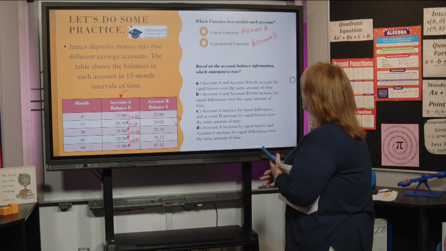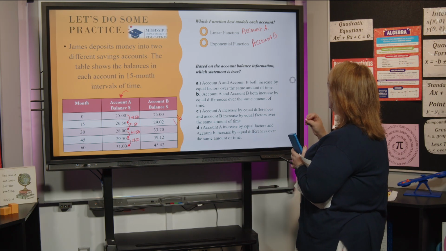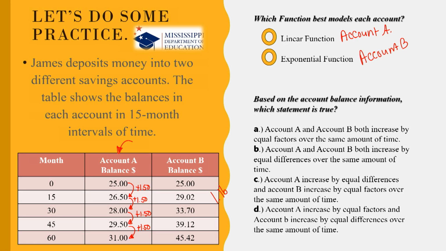So then it says, based on the account balance information, which statement is true? Account A and account B both increase by an equal factor. Well, I know that's not even true, so I'm not even going to finish that one. This is not the answer. Okay, so let's look at B. Account A and account B both increase by equal differences.